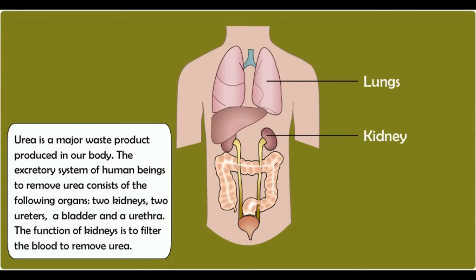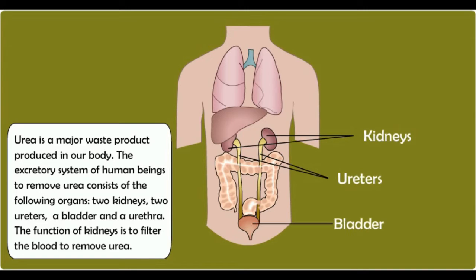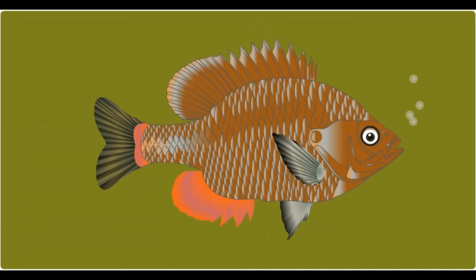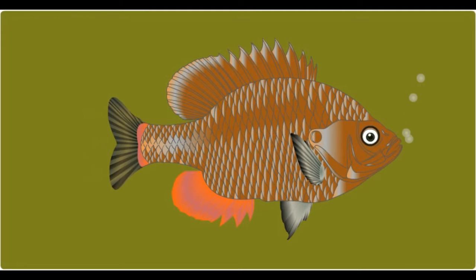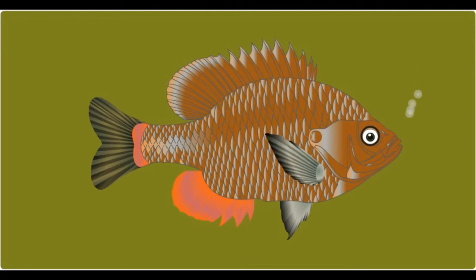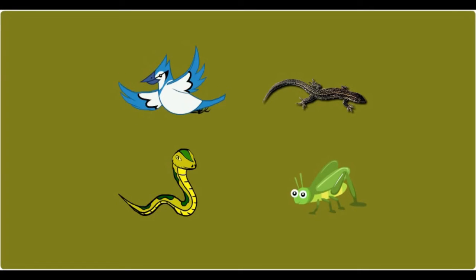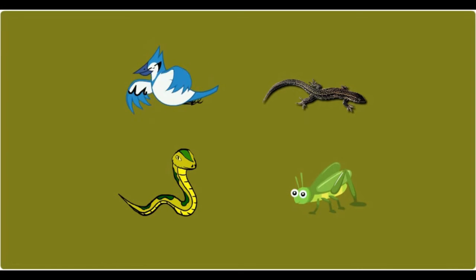The excretory system of human beings to remove urea consists of the following organs: 2 kidneys, 2 ureters, a bladder, and a urethra. The function of kidneys is to filter the blood to remove urea. Excretion in other animals. Aquatic animals excrete cell waste in gaseous form, which directly dissolves in water. The land animals such as birds, lizards, snakes, and insects excrete a white-colored waste called uric acid in semi-solid form.